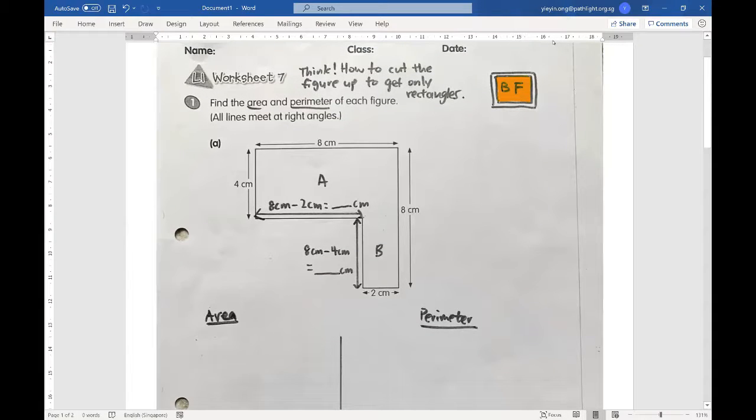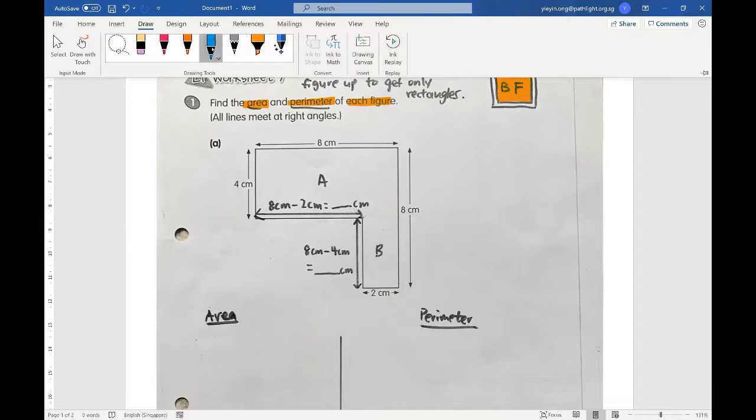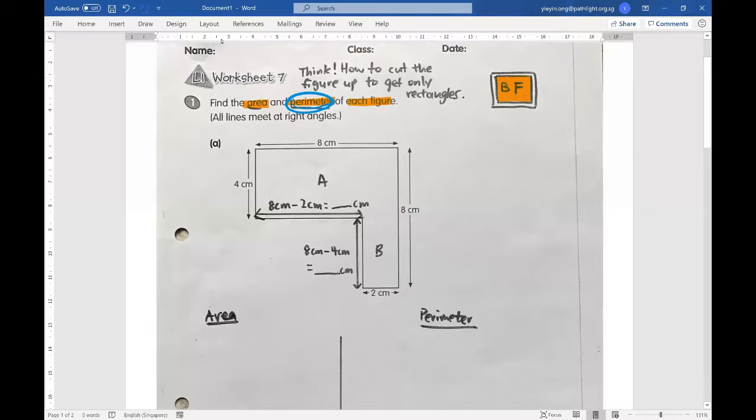Question 1 says find the area and perimeter of each figure. Before we start, let us recap that to find perimeter means that you walk one round. Imagine that you're walking from the top left. So you walk one round around the figure, this composite figure. You walk one round back to the starting point, the X, the big cross. Here you will have your perimeter.